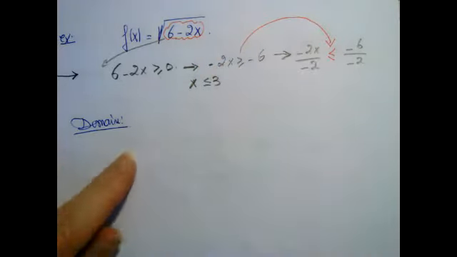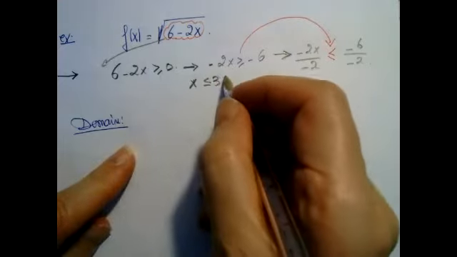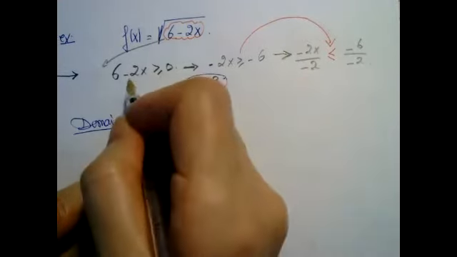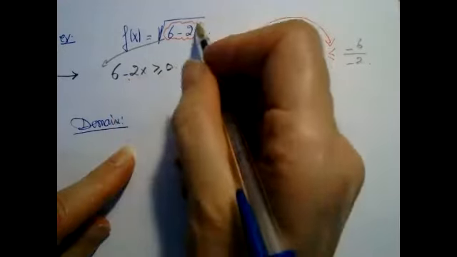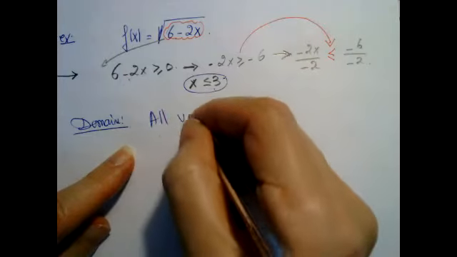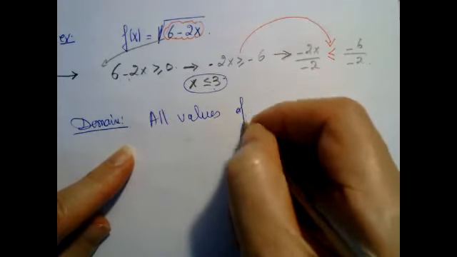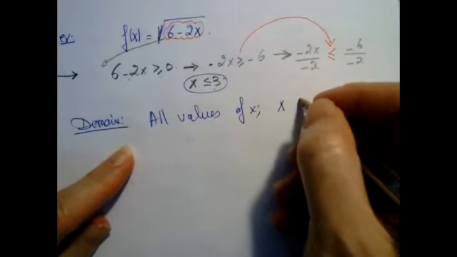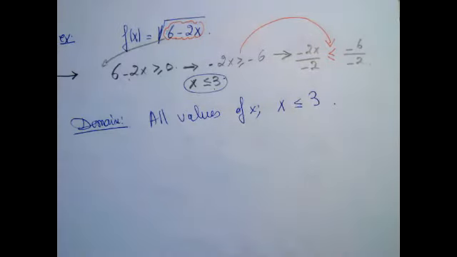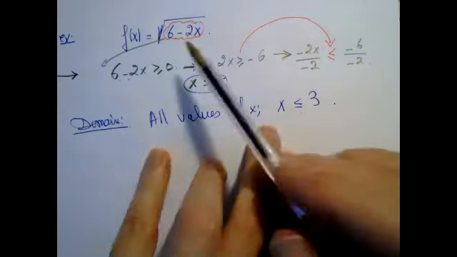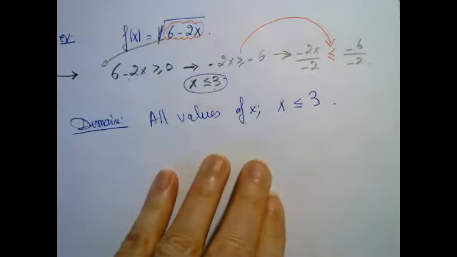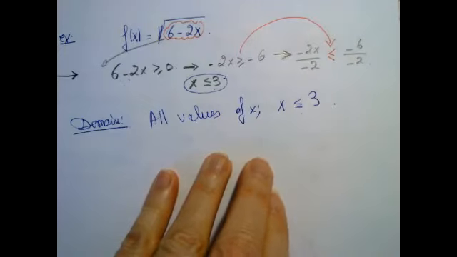Okay, so now what's going to be my domain? Every value of x which is less or equal to 3 will guarantee that this term under the square root is positive. So it means all values of x such that x is less or equal to 3. This would be my domain. It means only those values are allowed for input. Nothing else is allowed. 4 is not allowed because it doesn't give me a real number.